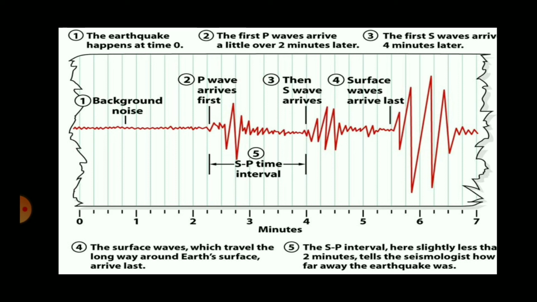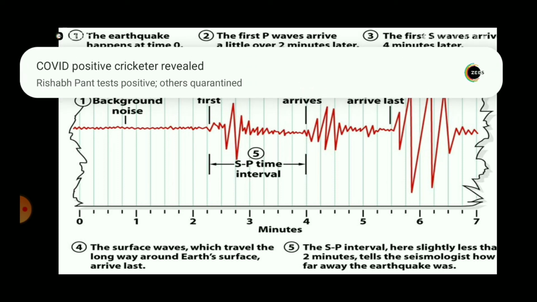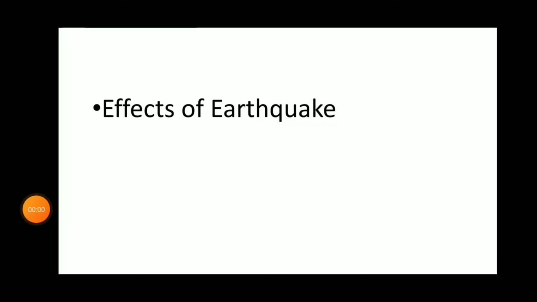Some sort of background noise will be there, and thereafter the primary waves, the first waves, arrive. After the primary waves come the secondary waves, with a little time duration between the two waves, and finally you see the up and down movement in the surface waves. Within a few minutes the earthquake is over, but within those few minutes the earth will be devastated. The place where these tremors are felt will be completely devastated. There will be a large loss of life and property. So earthquakes are very devastating.